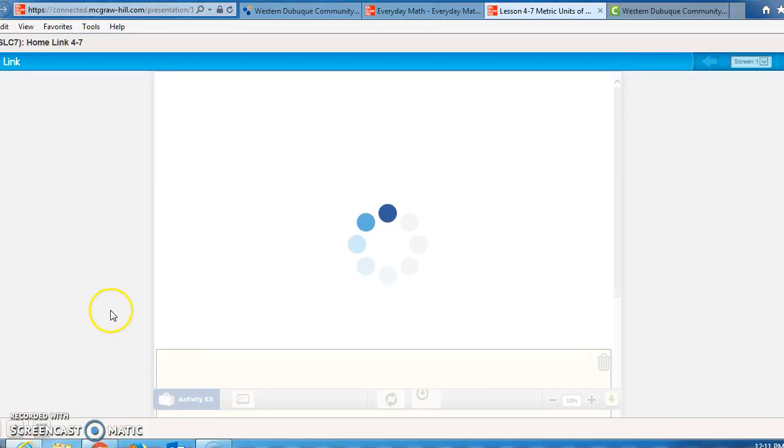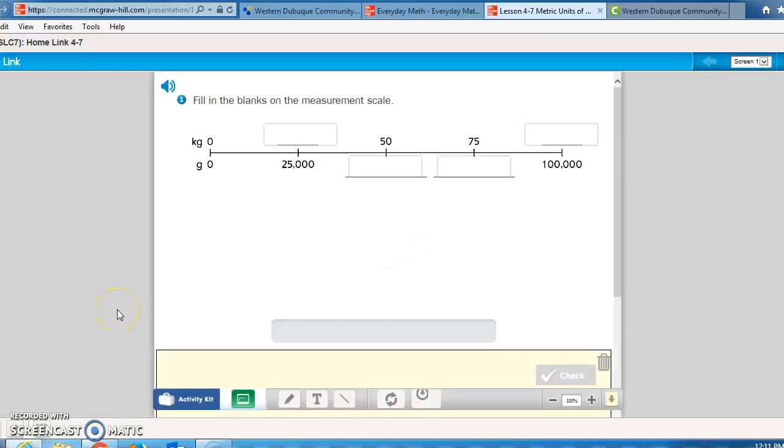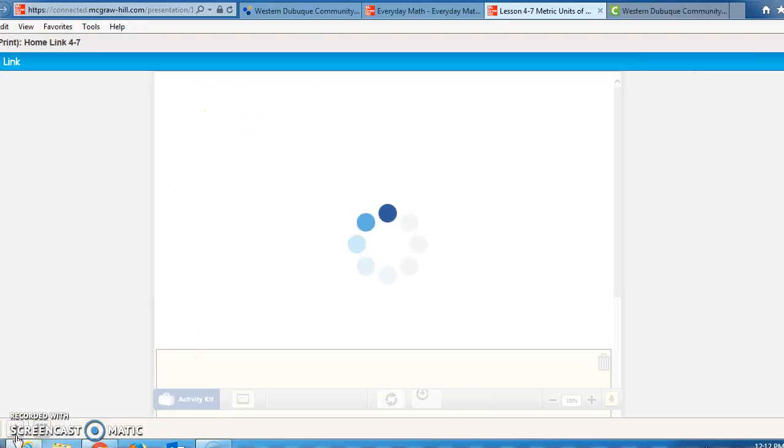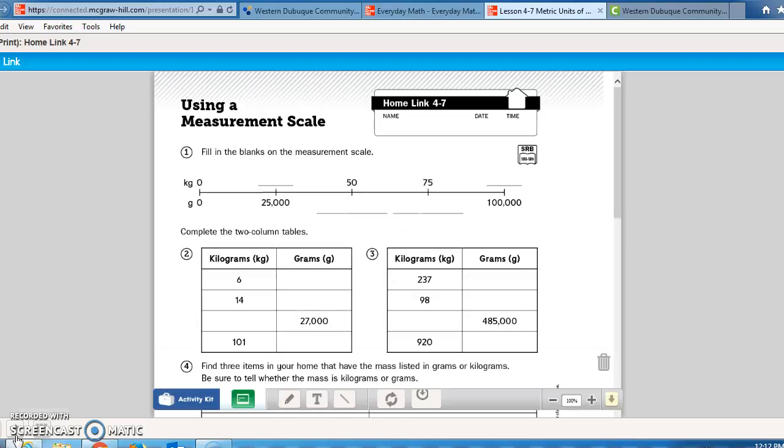And again, the final thing that you are going to do for lesson 4-7 is Math Masters page 164. And this is what the top of the page looks like. It says, using a measurement scale, fill in the blanks on the measurement scale. And this is the home link 4-7. Please finish that, bring it up to me so that I can check it, and you are done with 4-7.